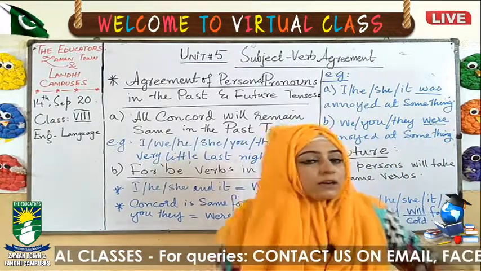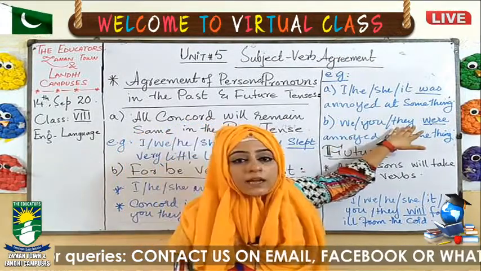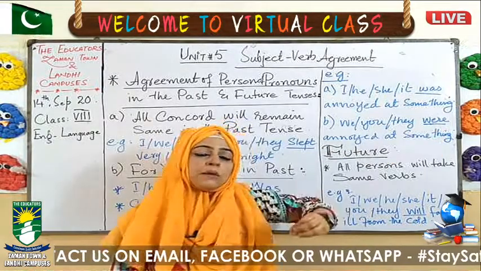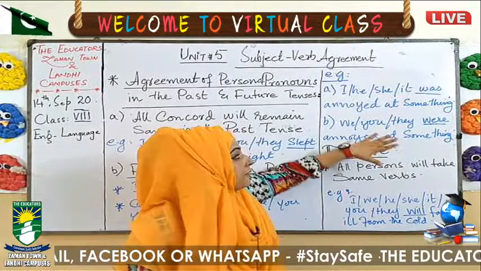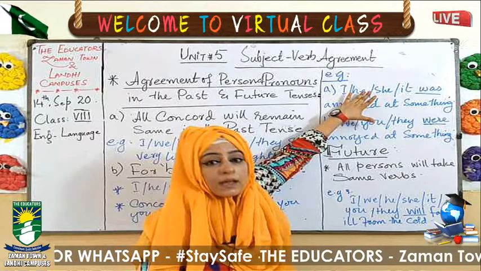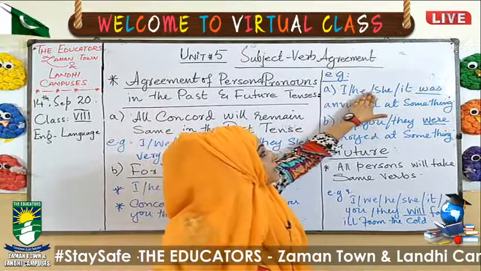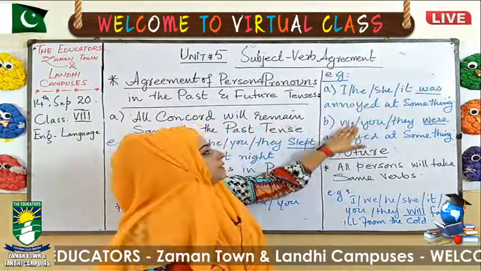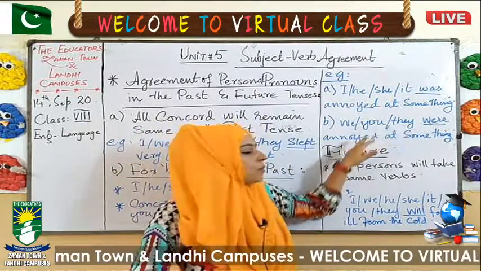Is that clear? And if we have the subject pronouns we, you, they, we will go with were. These are the two be verbs for the past tense, was and were. Here we have cleared where we have to use was and where we have to use were. If we have the pronouns I, he, she, it as our subject, then we will go with was. And if we have the subject we, you, they, then we will use were with it.